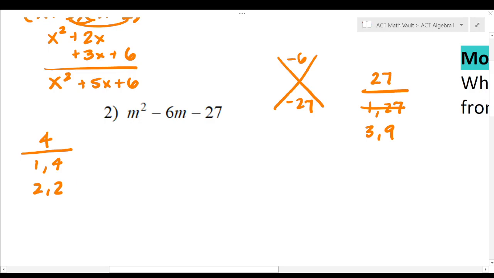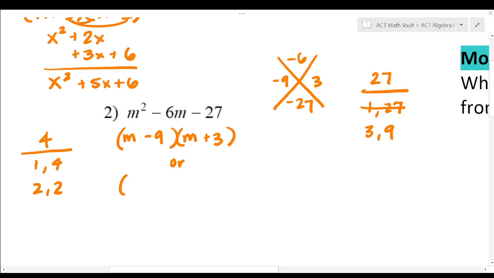We want to figure out what can add to -6 and multiply to -27. So if I have a negative that they need to multiply to, I know that they're going to be opposite signs. One will be positive and one will be negative. They have to add to -6, so that tells me the 9 must be negative. So you have -9 plus 3 is -6, and -9 times 3 is -27. So we have m minus 9, m plus 3, final answer.